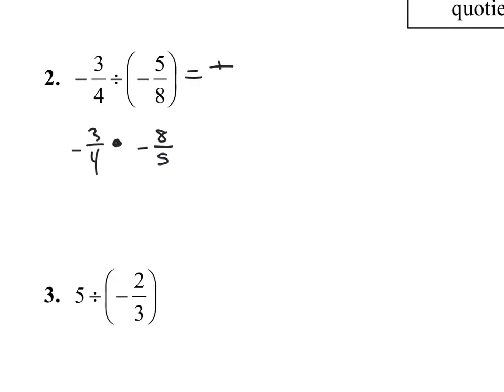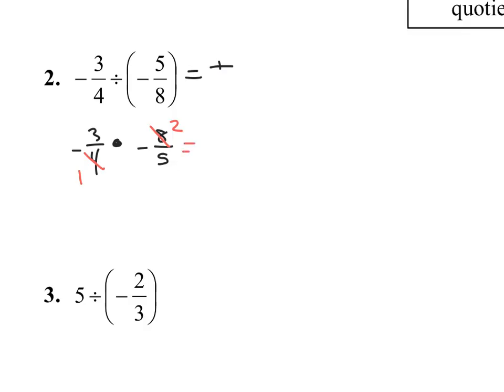From here, let's go ahead and cross cancel. Let's see if we can cross cancel, if you guys remember this from last year. So 4 and 8. What's the greatest common factor between 4 and 8? That's the number 4. So what's 4 divided by 4? 4 divided by 4 is 1. And then 8 divided by 4 is 2. Do 3 and 5 have a common factor? Yes, they do. It's the number 1. So you can't cross cancel in this case.